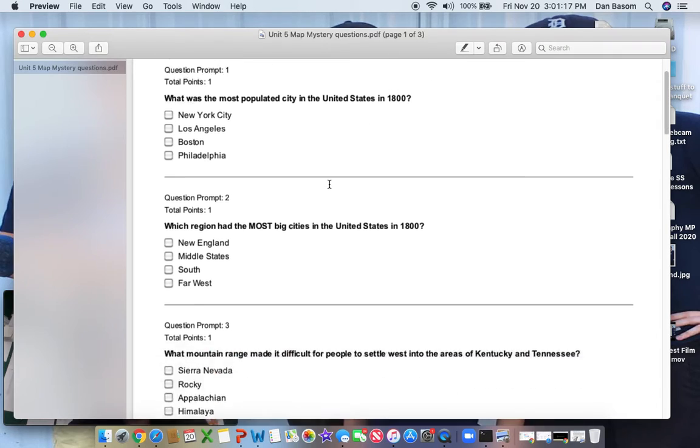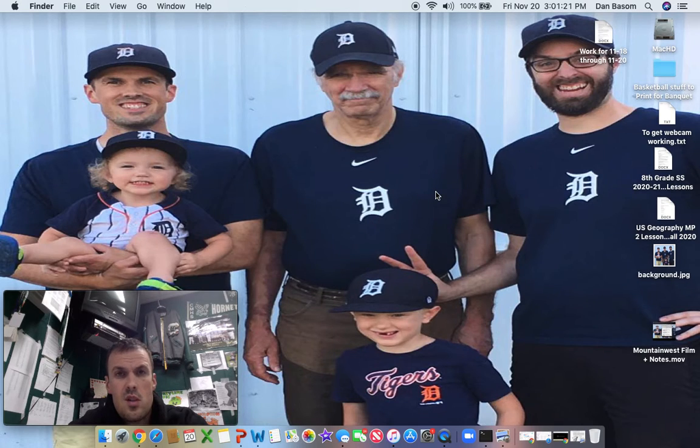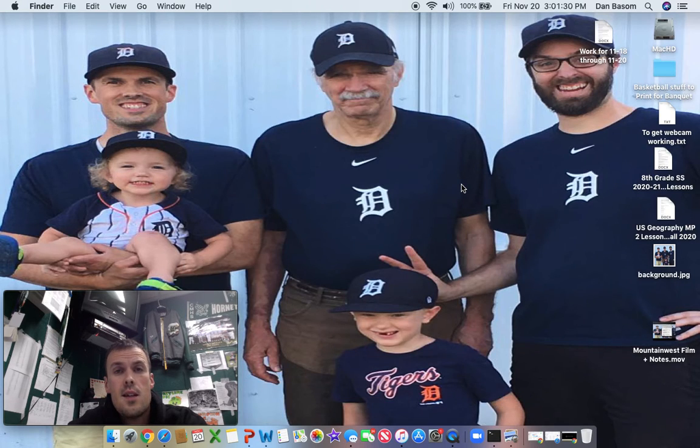Again, with your map mystery, you're going to find these questions on Edmodo, so make sure you're checking that out and getting that finished. And again, make sure you're looking at these while you do so. When you're finished, please also work on your Unit 5 I Know sheet, as that's going to be a great resource for you. As always, let me know if you have questions or you need help.